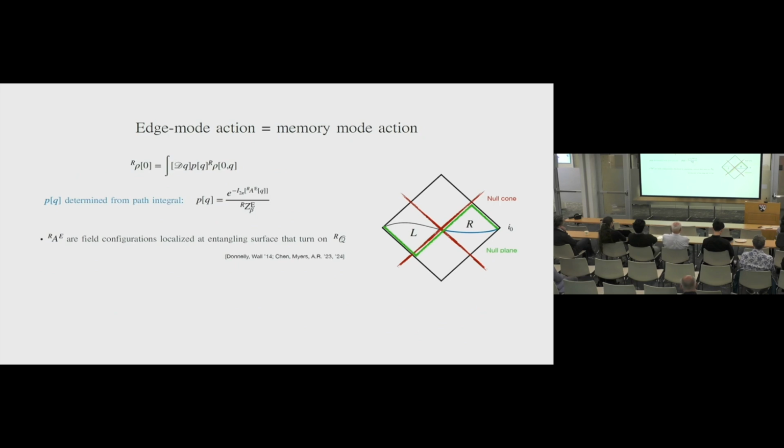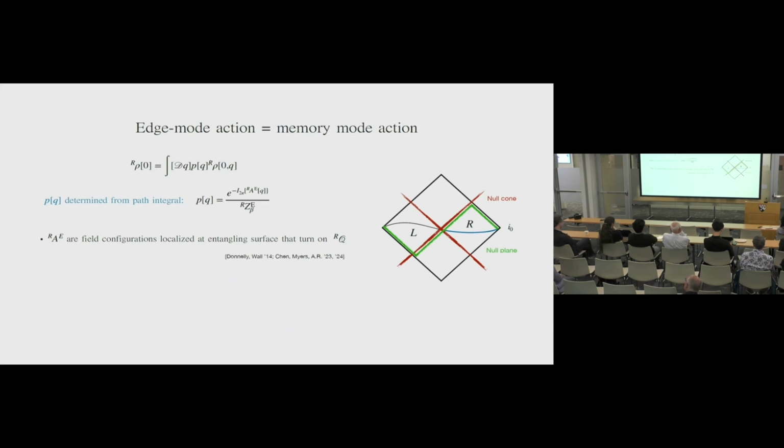Now, the probability distribution that appears here is a probability distribution over these different superselection sectors that can appear, and it can be determined using path integral methods to be an exponential of some action with some normalization. What turns out to be the case is that this action is actually an on-shell action associated with the conformally soft modes that I've shown and described before. And these modes are precisely the modes that turn on charges in the right region. And they can be seen to be field configurations that are localized at the entangling surface, or edge modes.